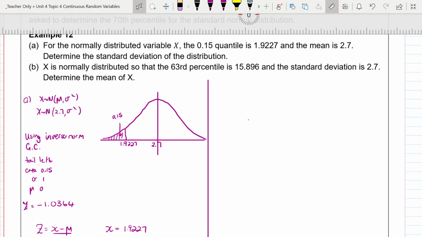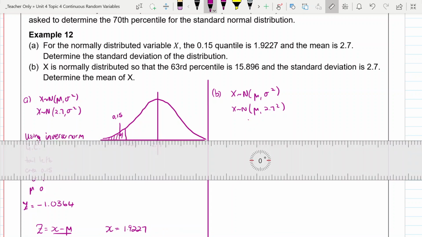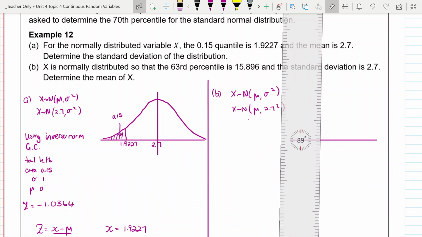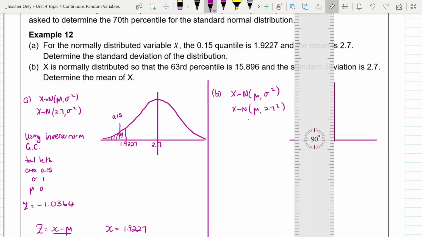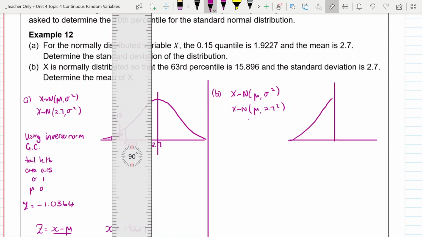It says x is normally distributed so that the 63rd percentile is 15.896 and the standard deviation is 0.7. Find the mean. Alright, so very similarly, we know that x is approximated by a normal in mu and sigma squared, and they've given me the standard deviation, but they haven't given me the mean. All right, so let's draw ourselves a little distribution because it helps us to understand what we're working with. It gives a good picture for our teacher to see that we understand what we're doing and sets us along the way.